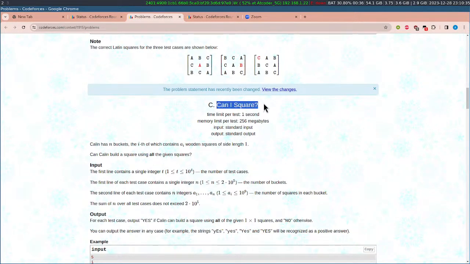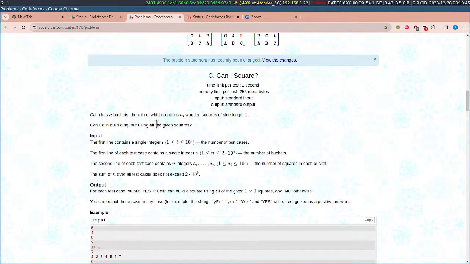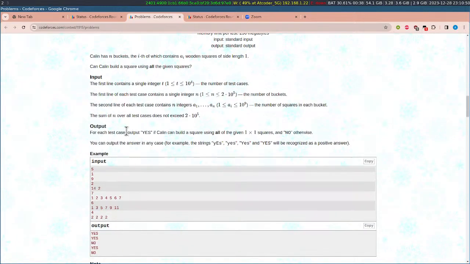It says, can I square? Kalin has n buckets, each of which contains a_i wooden squares of side one. Can Kalin build a square using all of the given squares? If we look at the sample, in the first example, we are given that there is only one bucket and it contains 9 squares.